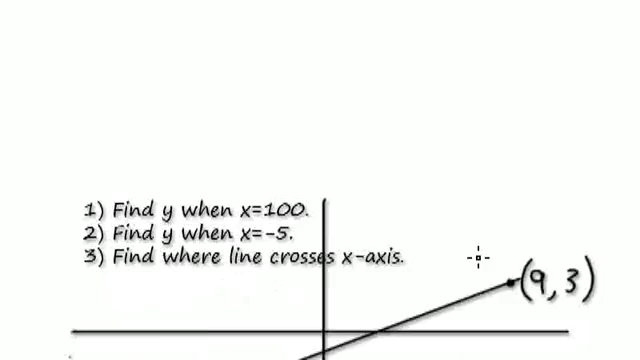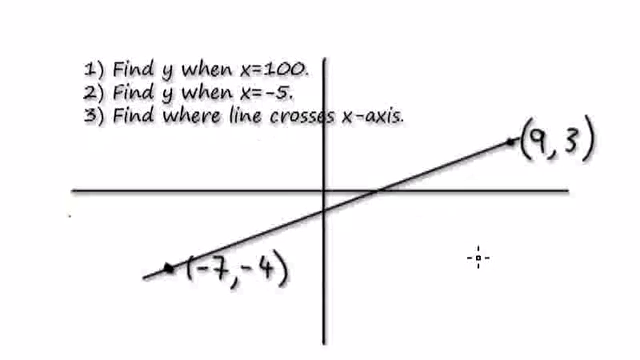Okay, in the previous video, I showed you an example. So now it's your turn. Given 2 points here and here, find out y when x is 100, and find y when x equals -5. So from here to here is -7. So -5 is probably somewhere around here.